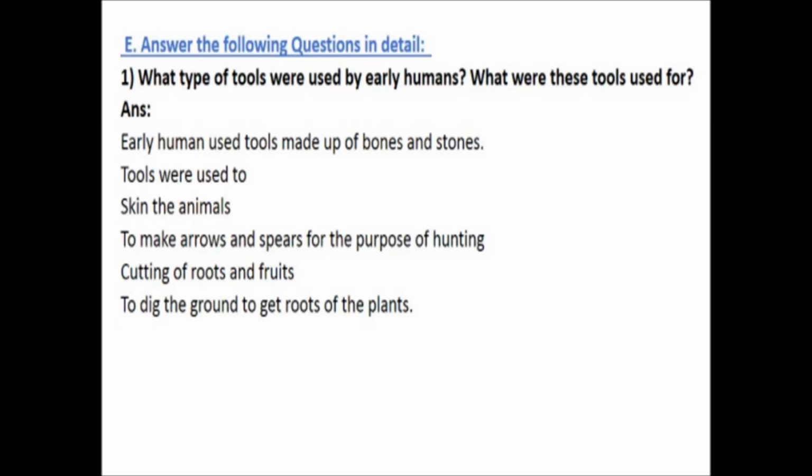Answer the following questions in detail. What type of tools were used by the early humans? What were these tools used for? So the answer for this question is, early humans used tools made of bones and stones, and they used these tools to skin the animals, to make arrows and spears for the purpose of hunting, cutting of roots and fruits, and also to dig the ground to get roots of the plants. Okay, children?